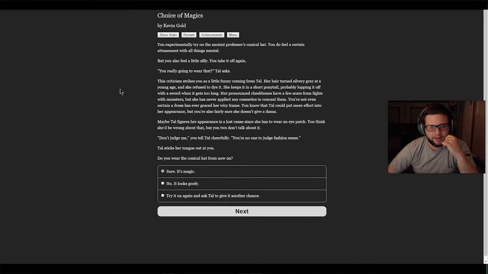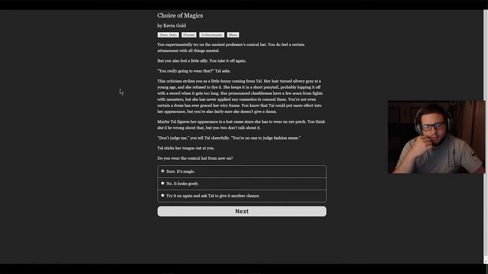"You really gonna wear that?" Tal asks. This criticism strikes you as a little funny coming from Tal. Her hair turns silvery gray at a young age, and she refused to dye it. She keeps it in a short ponytail, probably lopping it off with a sword when it gets too long. Her pronounced cheekbones have a few scars from fights with monsters, but she has never applied any cosmetics to conceal them. You're not even certain a dress has ever graced her wiry frame.